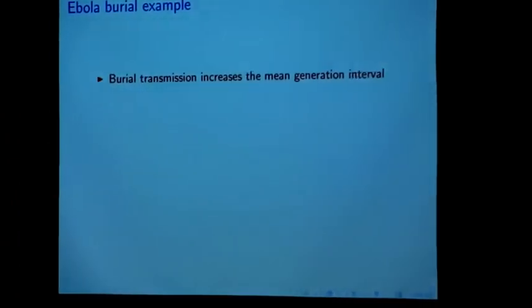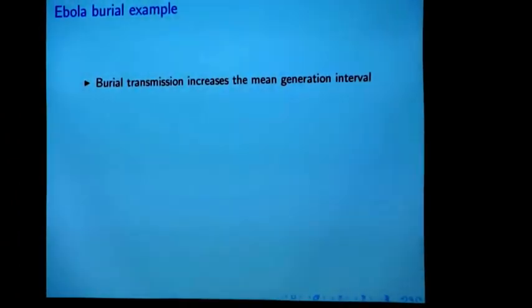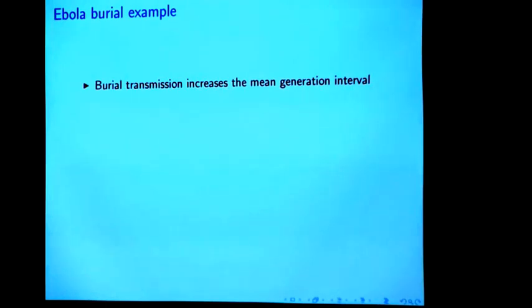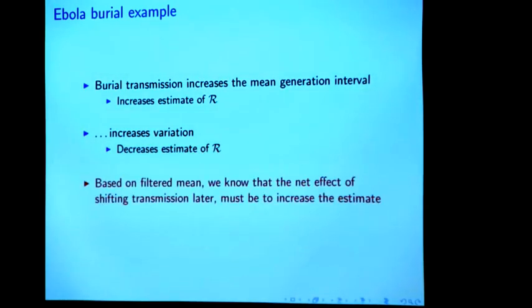Going back to the Ebola example, this could be a really good framework for estimating and propagating error if you had data from Ebola, but it's less clear than the filtered mean in terms of the intuition, because burial transmission increases mean generation interval, which increases our estimate of R, but it also increases variation. And so inside this framework, it's not completely obvious that more burial transmission would increase our estimate of big R. Whereas if we use the simpler but less quantitatively useful intuition, we can see immediately why more burial transmission must increase our estimate.